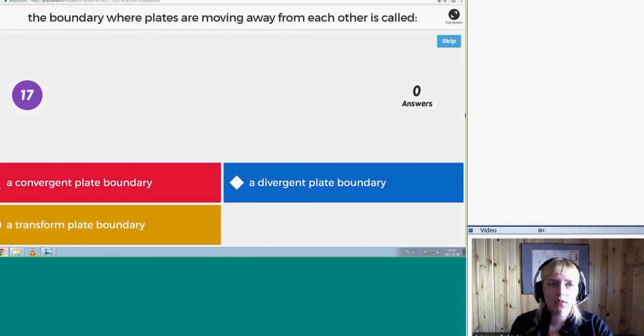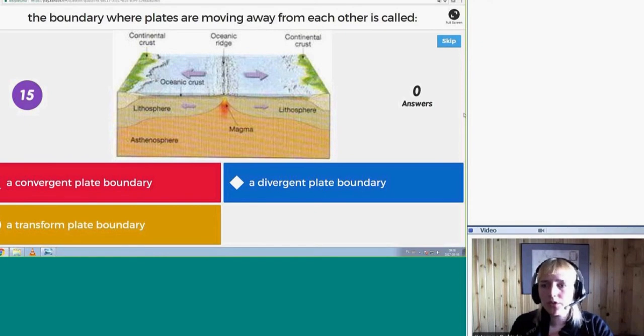So the first question is: the boundary where plates are moving away from each other is called a convergent plate boundary, a divergent plate boundary, or a transform boundary?